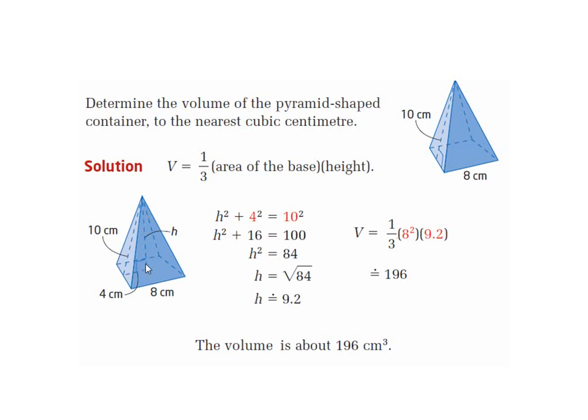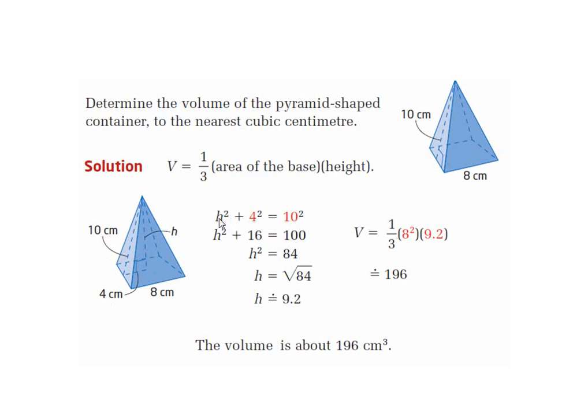If this is a 90-degree angle, then this is a right triangle, right? The dotted lines, this is 10 and this is 4 and the edge. So they make a right triangle, and this 10 cm is the hypotenuse, right? So 4 squared plus h squared is equal to 10 squared, right? So h squared plus 4 squared is equal to 10 squared.